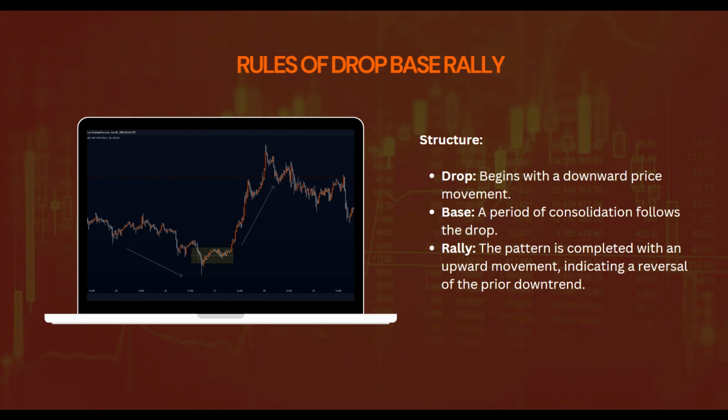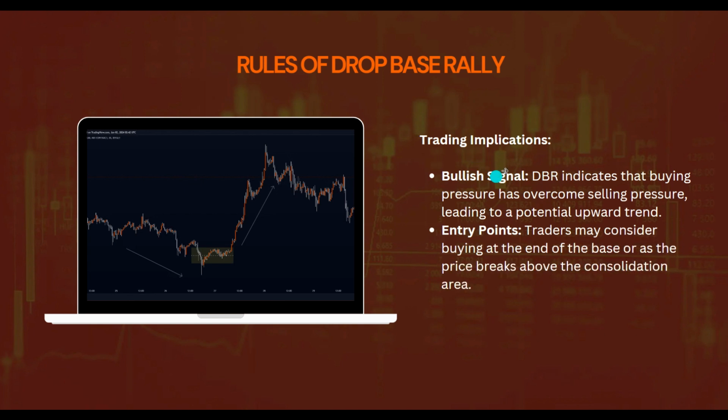The first move for the drop-based rally is, as you can tell, drop. It begins with a downward price movement. This was taken just before that price I showed you before. We had a base, which was down here. When we came out of the base, we then extended to the upside and had a rally. The pattern then shows you completed upward movement, indicating a reversal from the bearish downtrend.